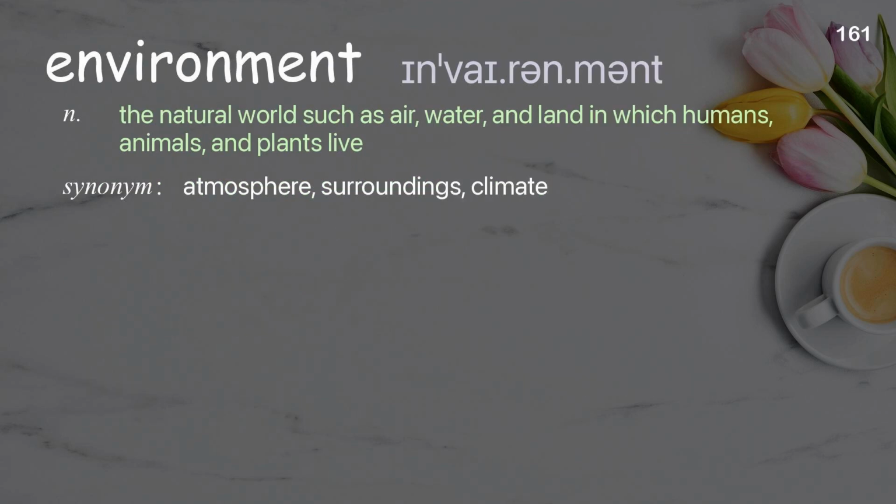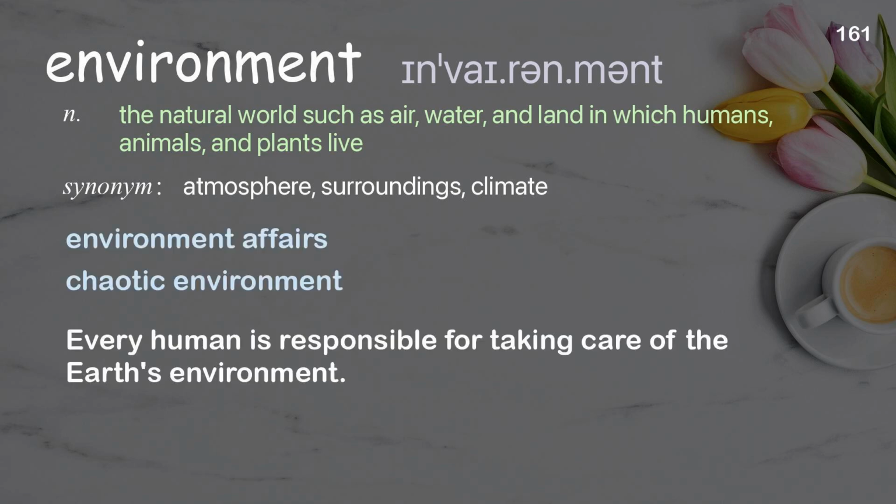Environment: The natural world such as air, water, and land in which humans, animals, and plants live. Examples: Environment affairs, chaotic environment. Every human is responsible for taking care of the Earth's environment.